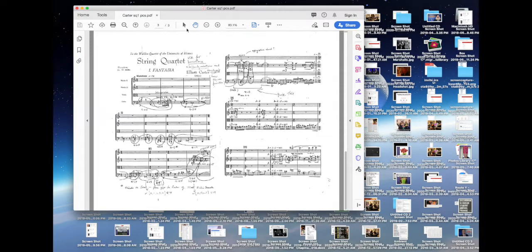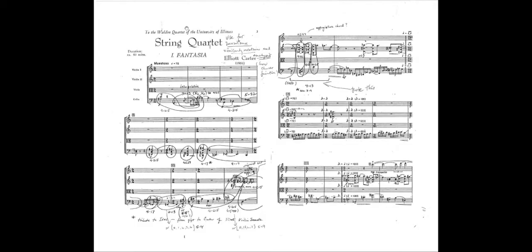Let's do this. Okay, so we have the first string quartet by Elliot Carter. His string quartets are famous for using a technique called metric modulation. That's one big aspect of this piece. It's not the one we're focusing on today, but I would like you to have listened to at least the first few minutes of this piece to get an idea of what it sounds like.